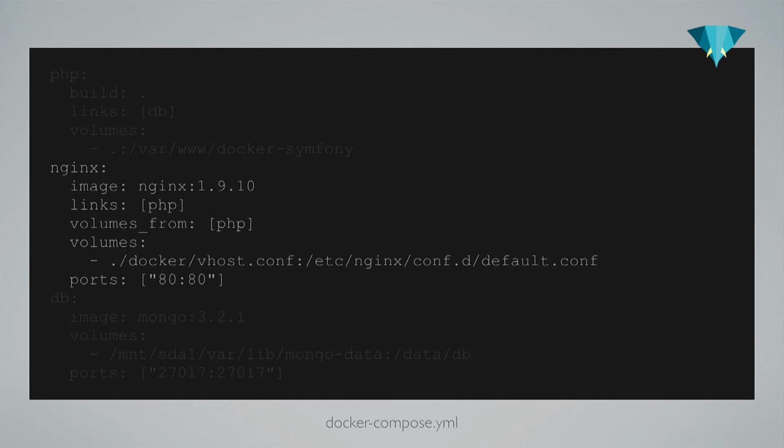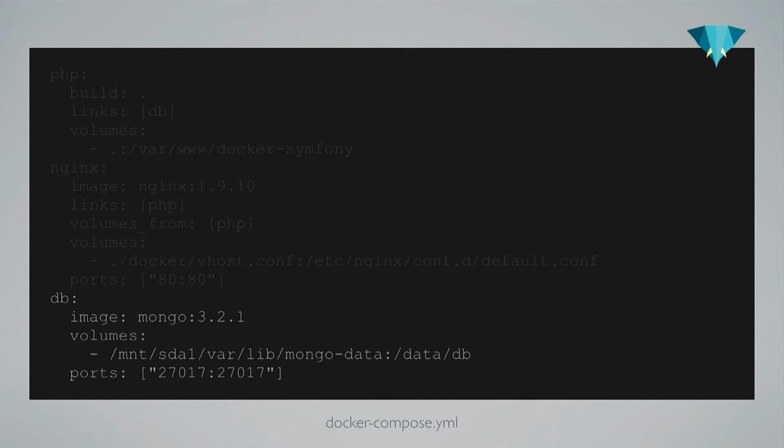It's linked to the PHP container. It shares the same files, so it has the same volume as PHP. And additionally, it has its own volume, and this one is to share a virtual host configuration file. Finally, we said that it should expose its port 80. And in the DB container, we define that it's being built from the image on Docker Hub that's named Mongo, and it's version 3.2.1. It shares the database files with the host, and it exposes its 27017 port. This is the standard MongoDB port.